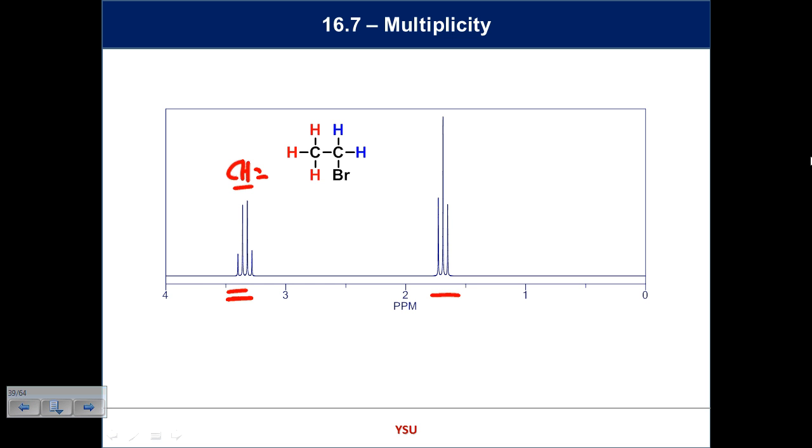So in this example, there's the CH2 group. How many neighbors do the blue hydrogens have? 3. 3 plus 1, 4. Quartet. On the other side, on the right-hand side of the spectrum, we have the signal for the CH3 group. How many neighbors? 2. That one and that one. And n plus 1 there gives you 3, which is a triplet.